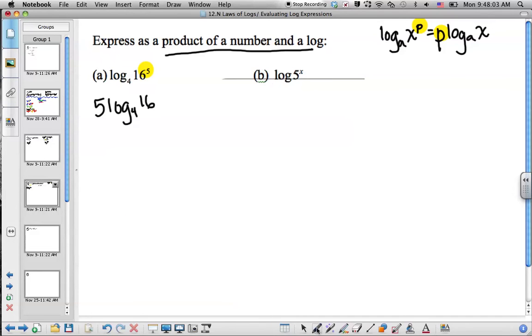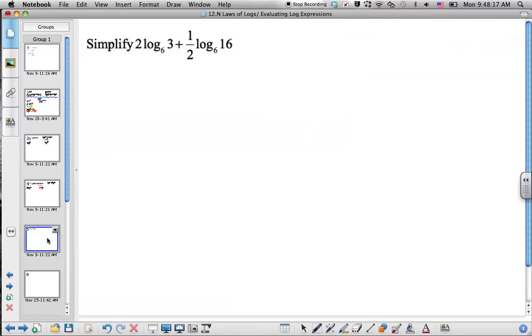And then here, identify your power, which is x. We can bring that out front. Now we have x log of 5. And we're done. One more slide here.